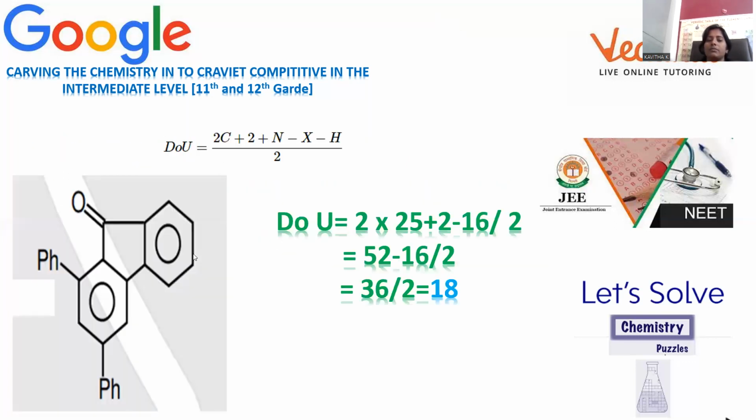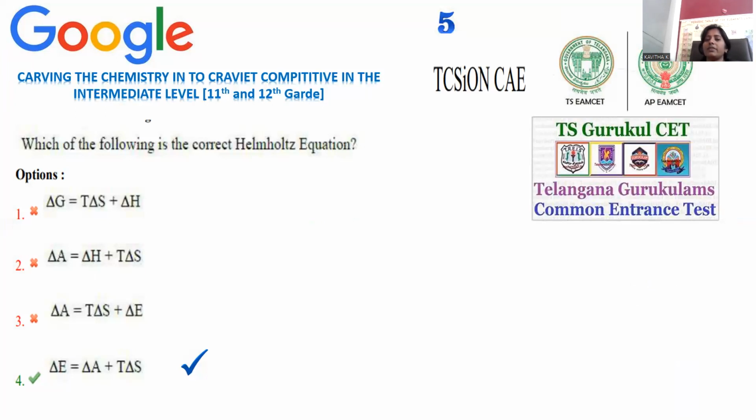Move on to question number 5. Question number 5 is collected from the Telangana Gurukulam Degree College lecturer entrance examination. Which of the following is the correct Helmholtz equation? Helmholtz gives free energy, internal energy, entropy, enthalpy. All these are terms related to thermodynamics.